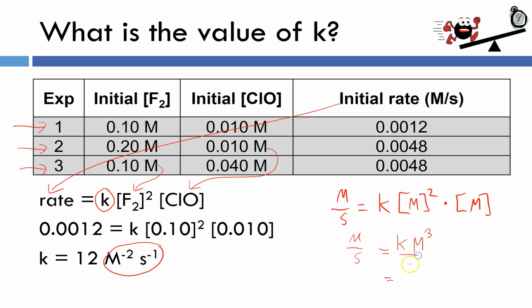So if I divide both sides, how do they teach it to you? I guess we go 1 over M cubed, multiply by 1 over M cubed. That's going to get rid of the molar up here. That's going to turn this into molar squared. I have K is equal to 1 over molar squared seconds.